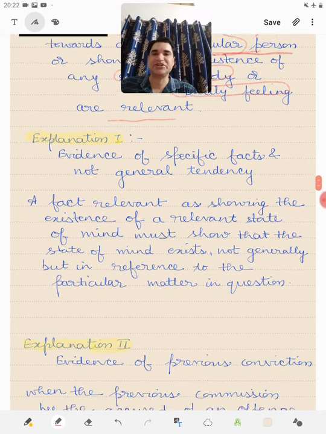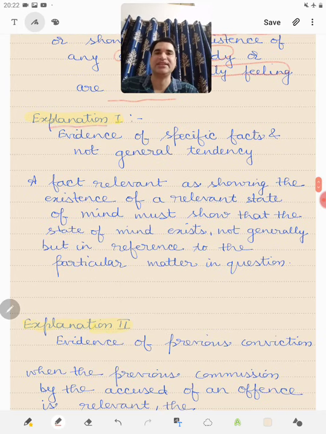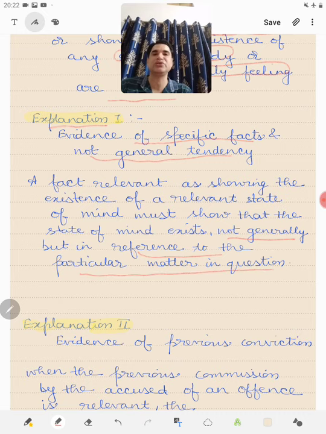Now, one explanation which has been attached to it is that evidence must be of specific facts and not general tendencies. So facts relevant as showing the existence of a relevant state of mind must show that the state of mind exists not generally but in reference to the particular matter in question.